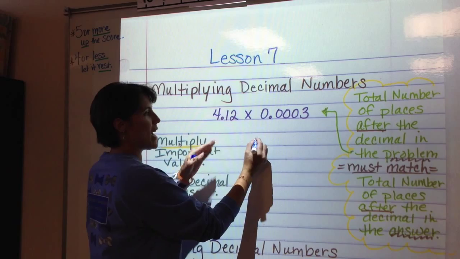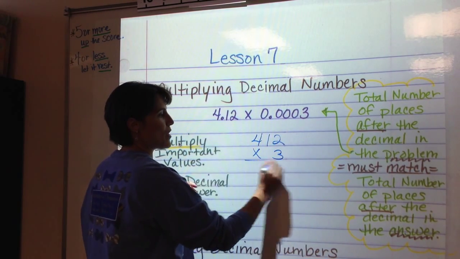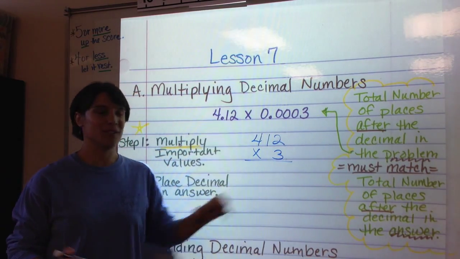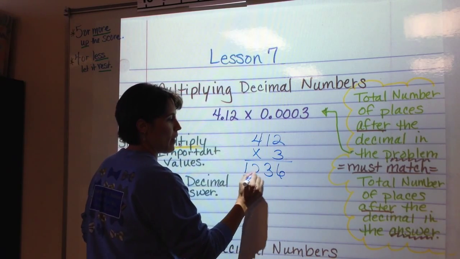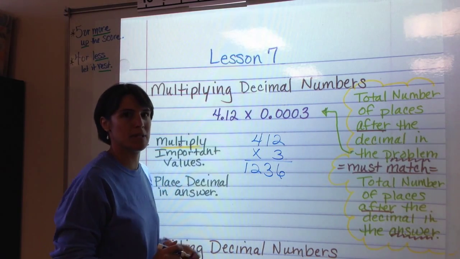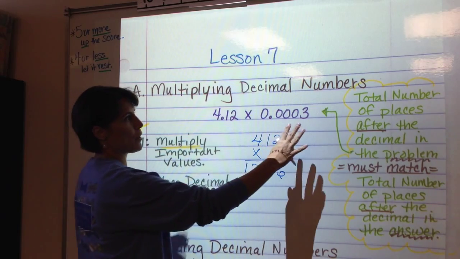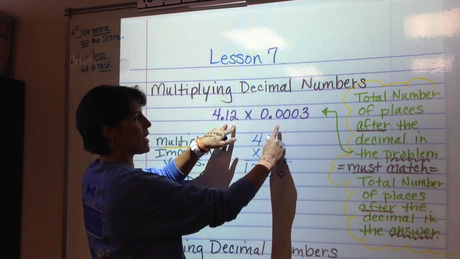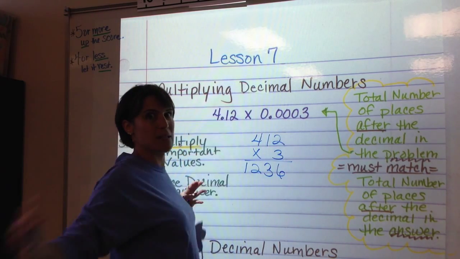So I choose to see I need a 4, a 1, and a 2, and I need this 3. Those numbers are my important values so I can get my product. So 6, 3, 12. How easy was that? I didn't have to mess with all these spaces and places and zeros. Okay? So then second, what's the rule for placing your decimal in the right place? This is hundredths times tenths, hundredths, thousandths, ten-thousandths.